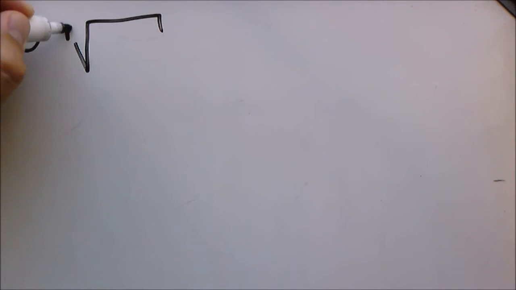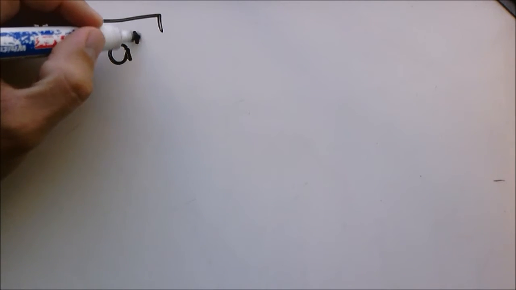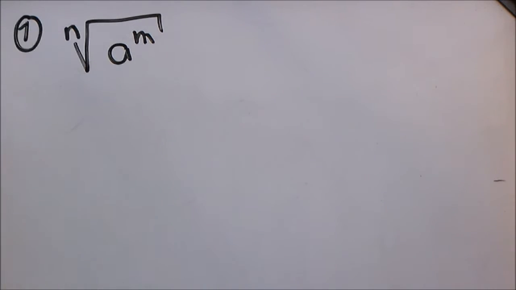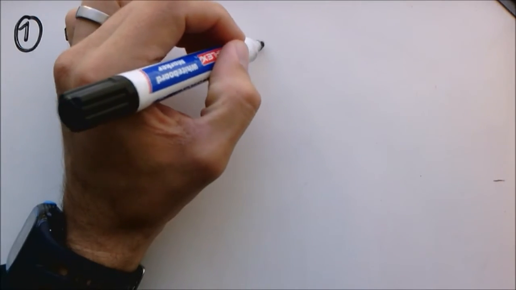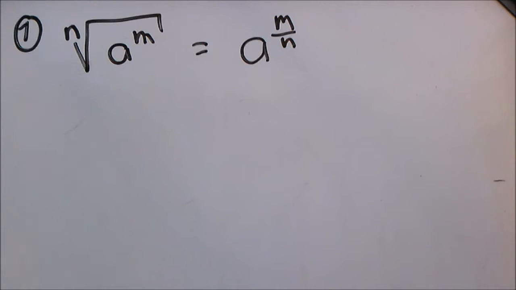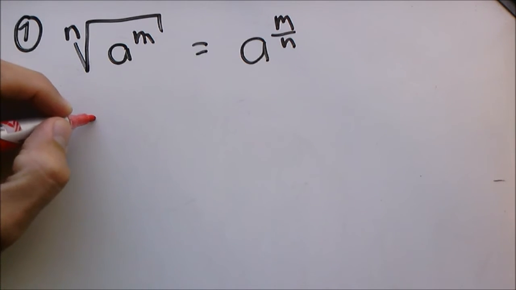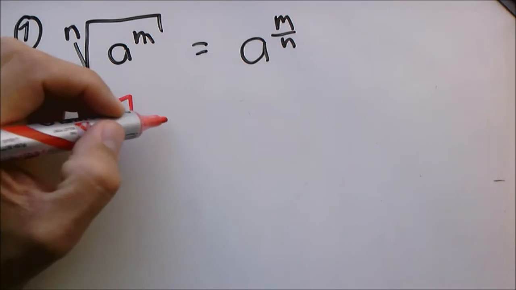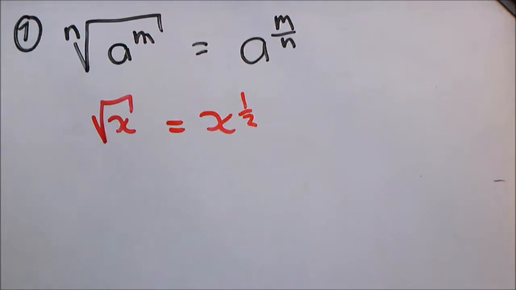Before we continue, it's worth mentioning the following. Let's say you have that type of expression, a to the power of m to the nth root. This is equal to a to the power of m divided by n. As an example, square root of x. Remember, if there's no number written there, it's automatically a 2. This is equal to x to the power of a half. So just remember that. Okay, now we're going to go into the examples.